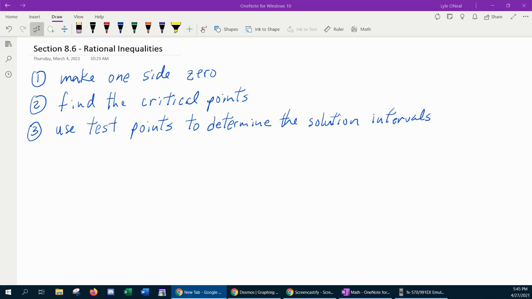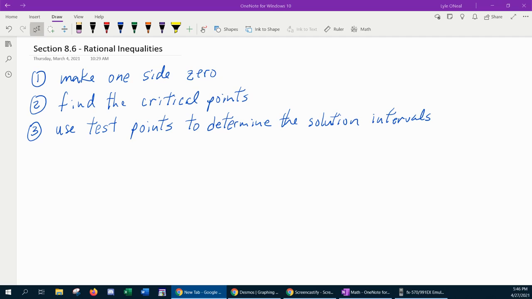This is going to be from section 8.6 in our text, and we're going to cover a little bit of introductory stuff before we jump into the examples. What I've tried to do here is boil it down to three main steps that are involved in solving a rational inequality. It's going to be a little more involved than just the three steps, but I think this should cover the majority of it.